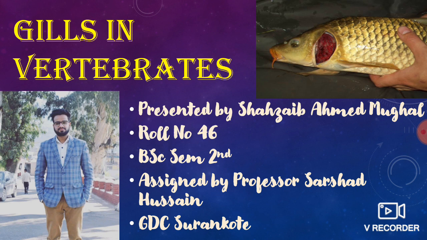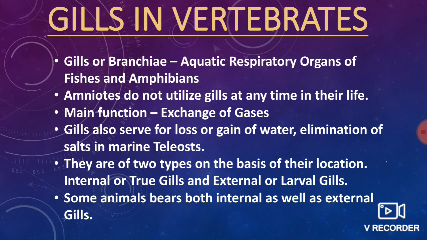The topic that I am going to present today is gills in vertebrates. Gills are the branchia or the aquatic respiratory organs of fishes and amphibians. Amniotes such as reptiles, aves and birds do not utilize gills at any time in their embryonic or adult life.